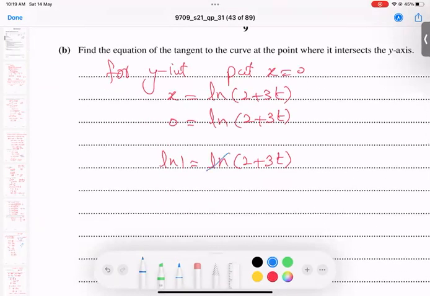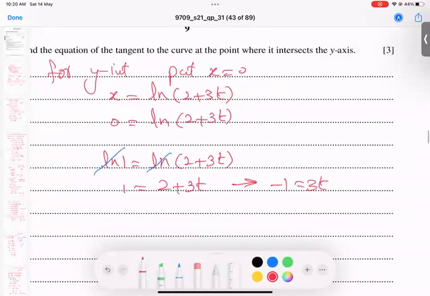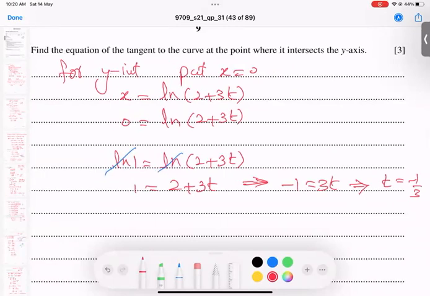From both ends, the logarithm cancels. I get 1 equal to 2 plus 3t, and this is negative 1 equals 3t. Or I can say I'm getting here the t value is negative 1 over 3. Okay. Now you got this value, but we need the equation of the tangent. And you know the equation of a tangent needs an x and y coordinate. We know that x is 0, but we don't know the y coordinate, so I will plug this value into my equation and get y.